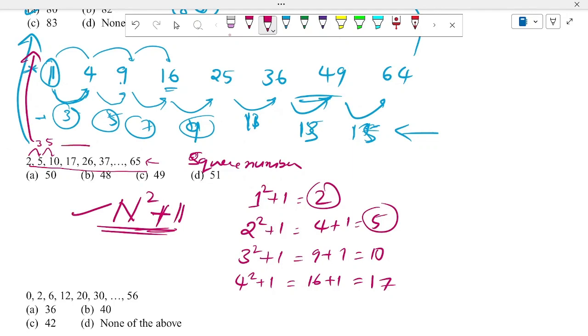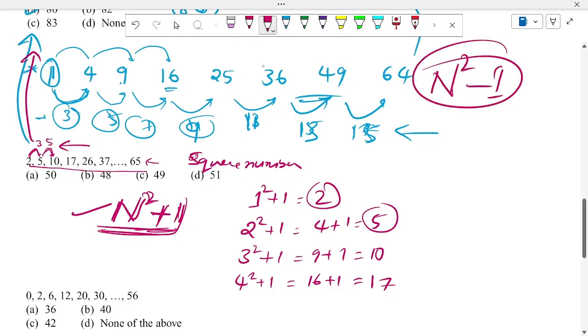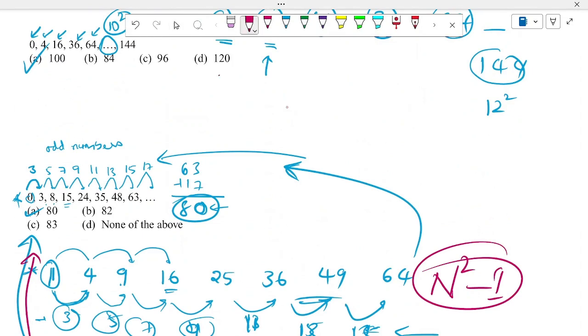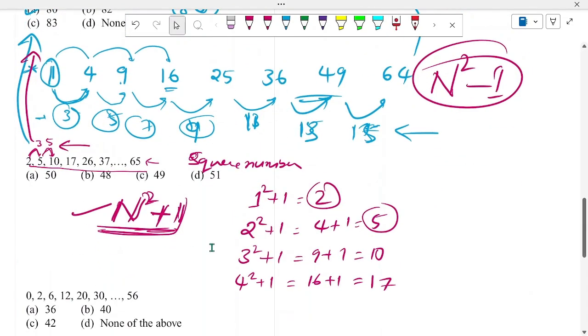You can either find out by finding the difference of each of the values, or you can find it by using this relation. You need to know the previous question was actually the n square minus 1 series, and before that we had the n square series. N square minus 1, n square plus 1. If you can identify this series, then it will be easier to find the answer.